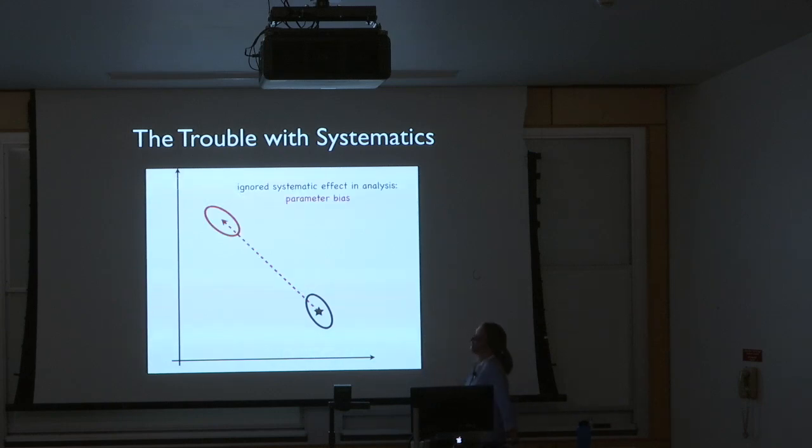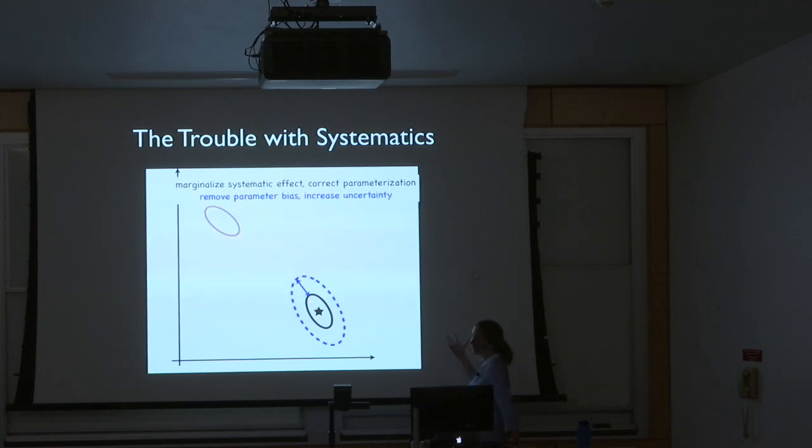If this data contained a systematic that we didn't know about, our constraints would be biased. Then we think about it and realize, I forgot the following systematic, put it in, and marginalize over it. Ta-da, we get our true cosmology again, but at a price of increased error bars.